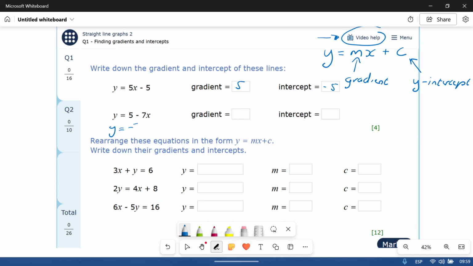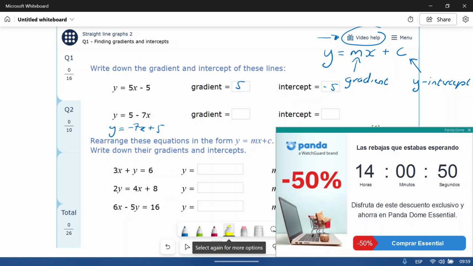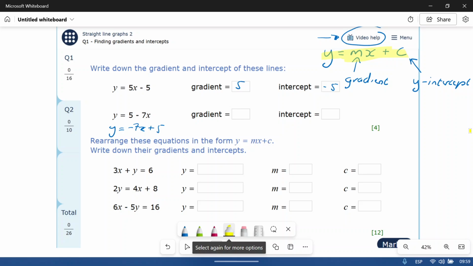We can write this as minus 7x plus 5. Now it is in the general form we have over here. So now we got the x first and then the number. So it means minus 7, the thing in front of the x, that is the gradient, meaning for every 1 square we go to the left, we go 7 squares up. That will be the gradient, how steep the line is going negative. And then the number at the back, that's the intercept, so that is 5. Okay, sweet. Things are easy.